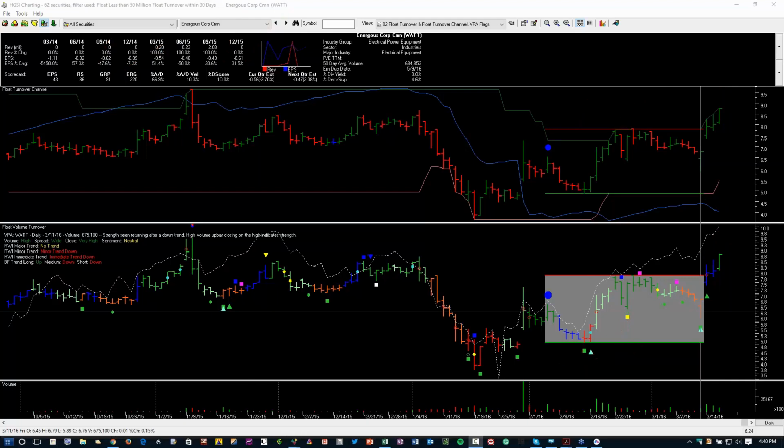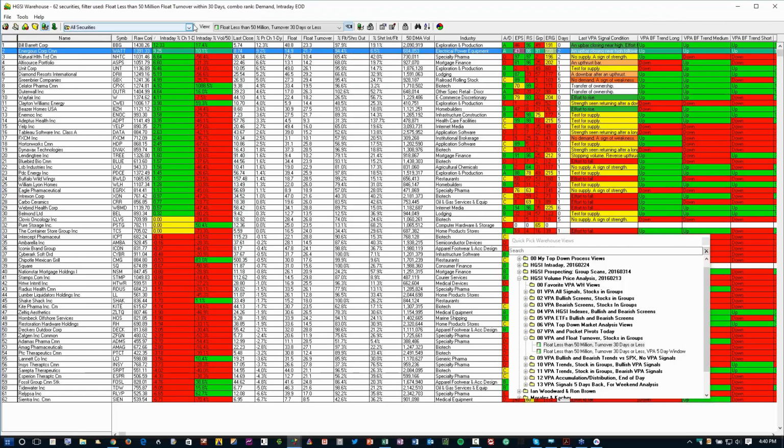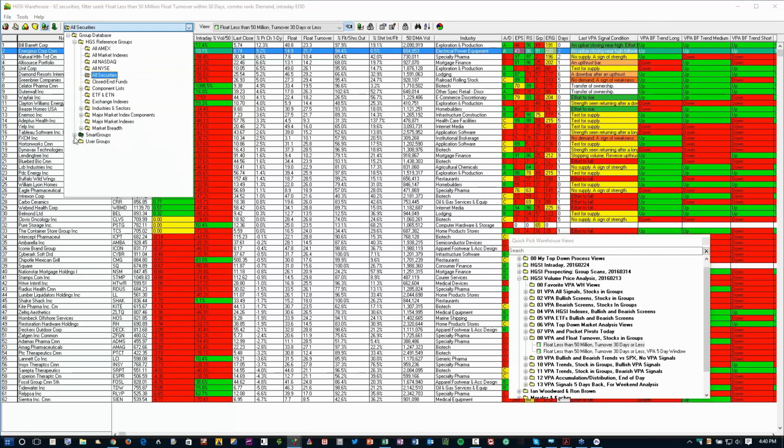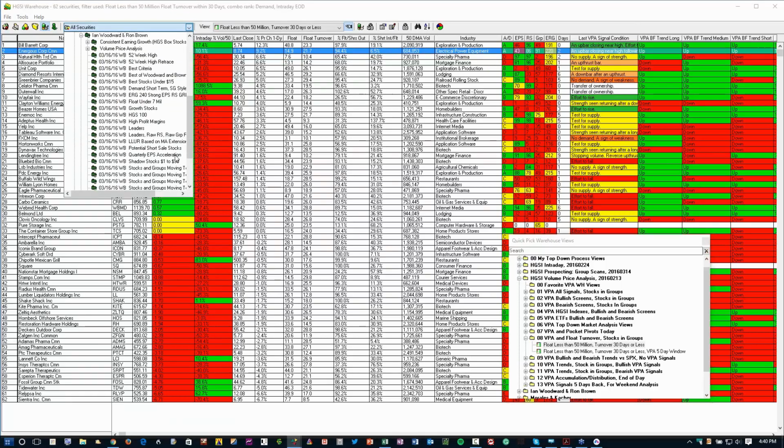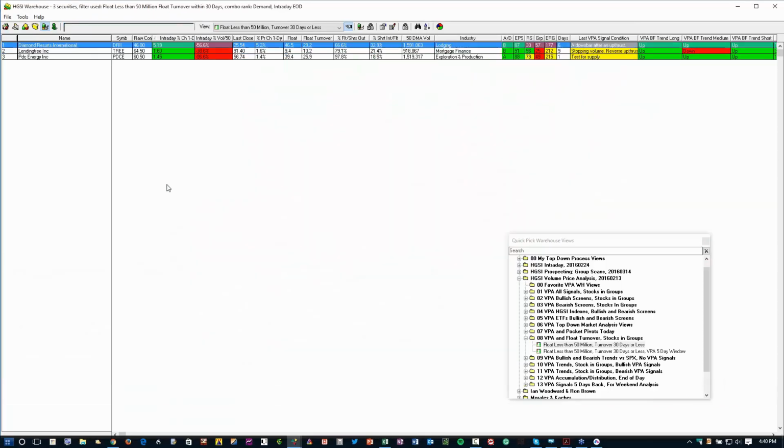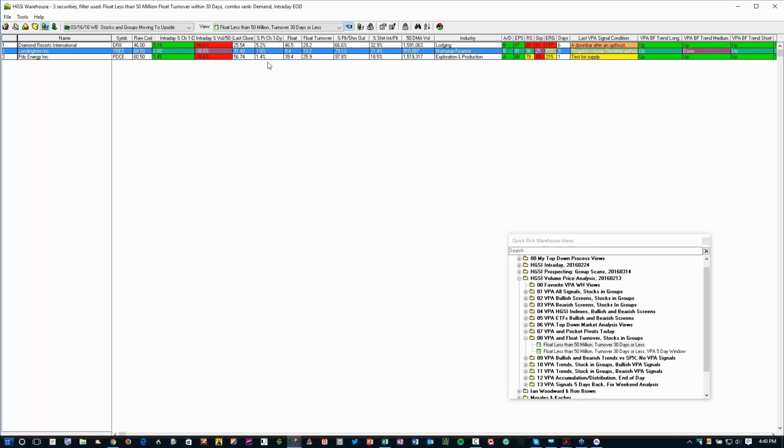Another way you can come about this is just look at the VPA signals. Let's do that. I'm going to go into my smart groups, Woodward and Brown, stocks and groups moving to the upside. This is as of the market close today, okay? You can see that I have the filter on, float less than 50 million, turnover 30 days or less, and here is a familiar name, Lending Tree. The volume was lighter today, but it was up 1.6%.